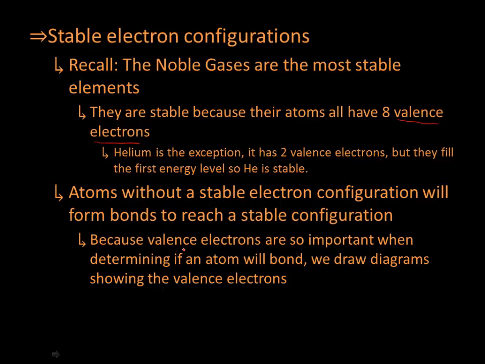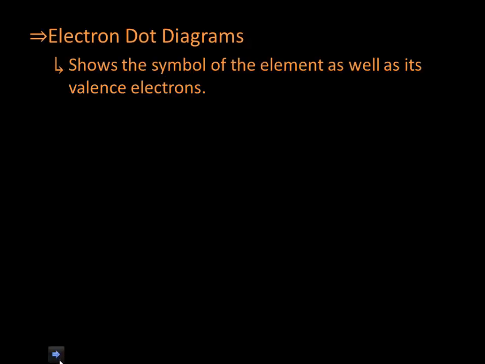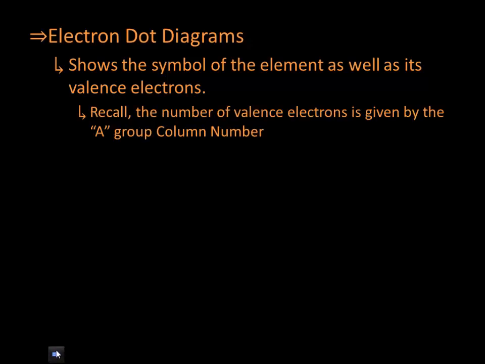Okay? So valence electrons are really important when we're determining whether or not something's going to react, and so we're going to draw an electron dot diagram that shows only the valence electrons. So, electron dot diagrams are pretty easy, but you will need a periodic table and you will need to know your element symbols. So all this information can be gotten from the periodic table. And you need to remember the A group, the group on the top of the column, gives me how many valence electrons are in there.